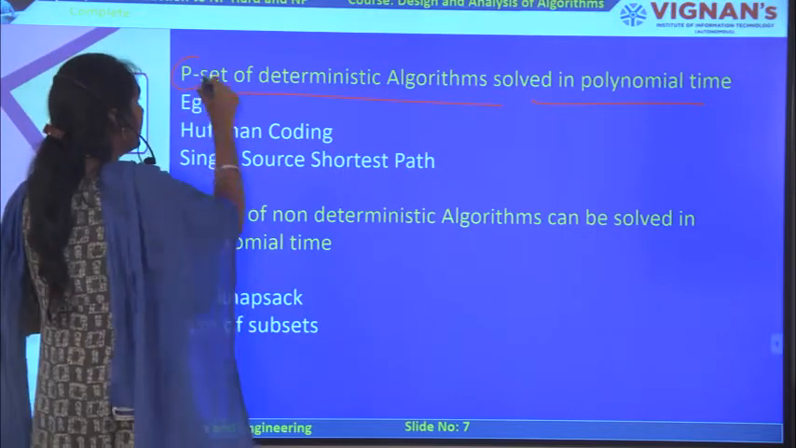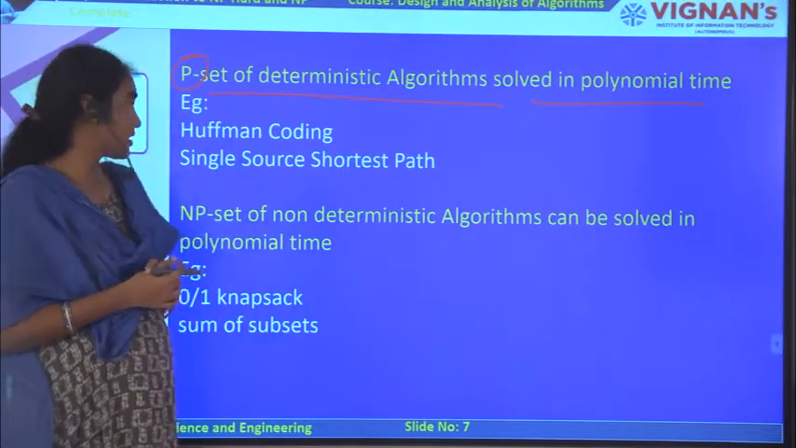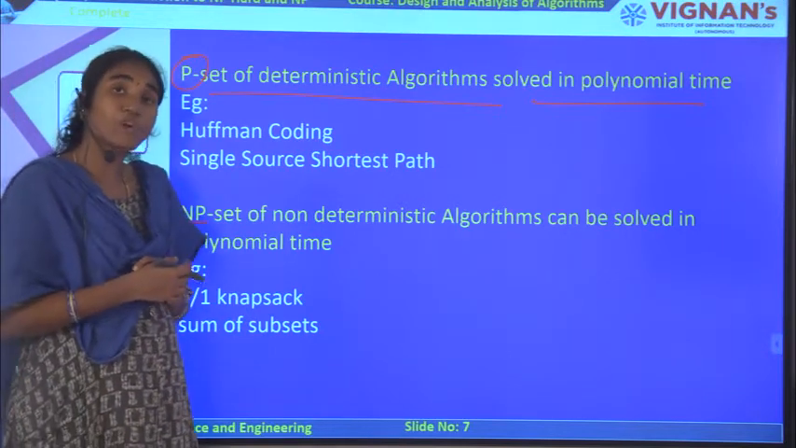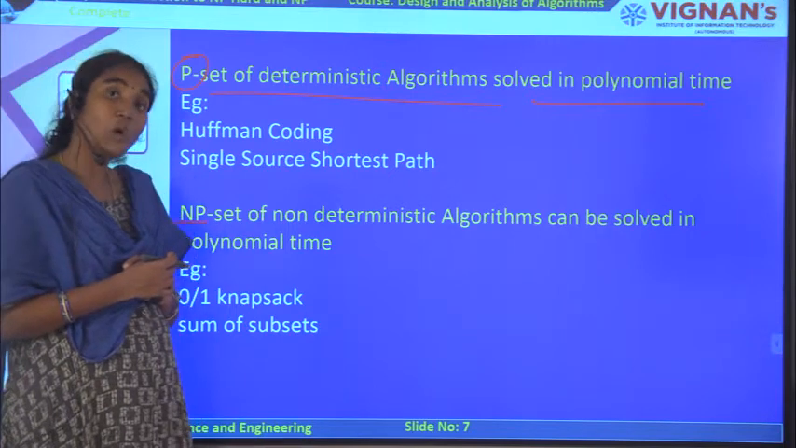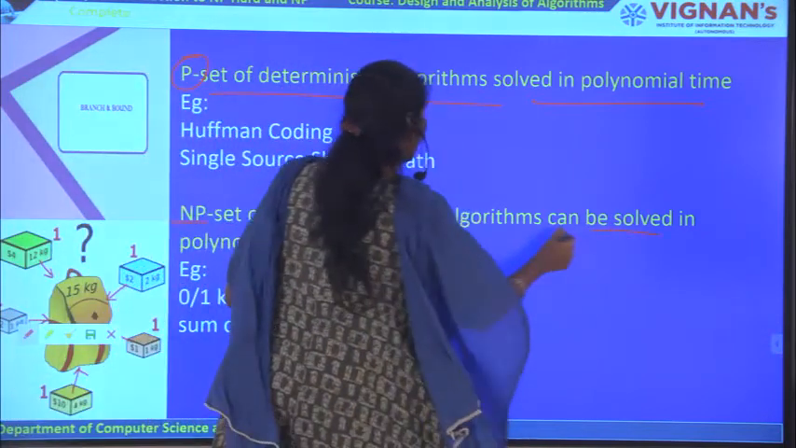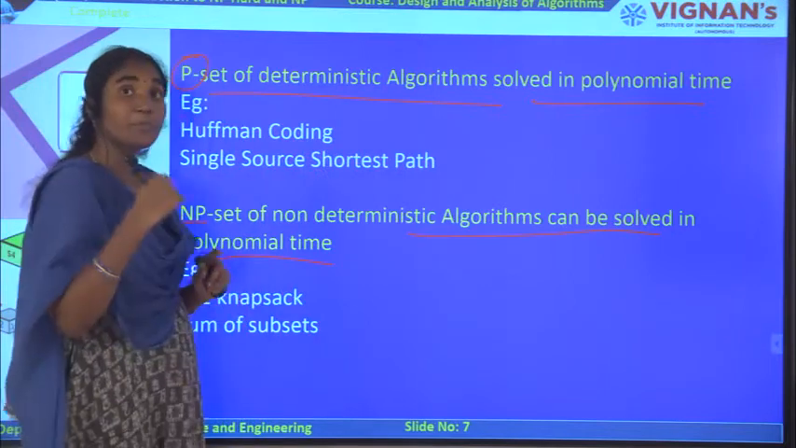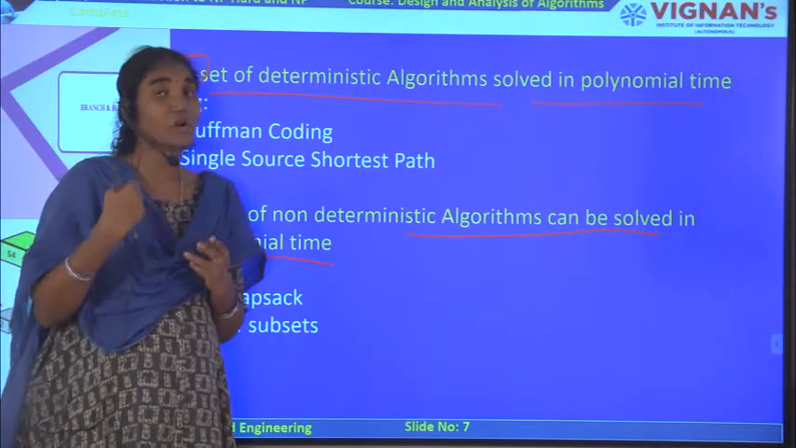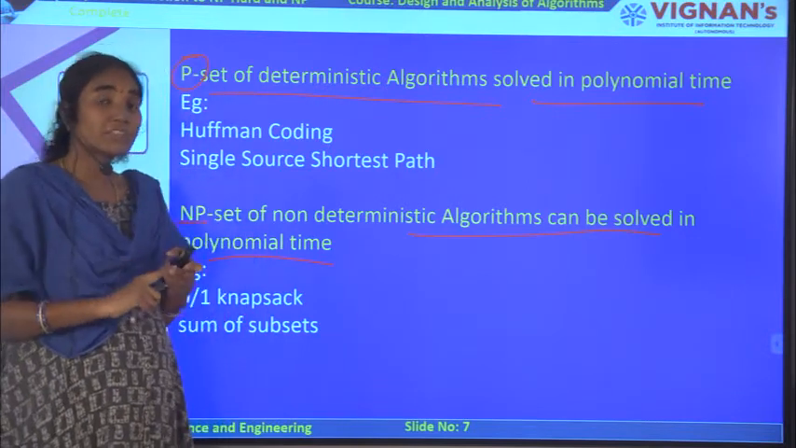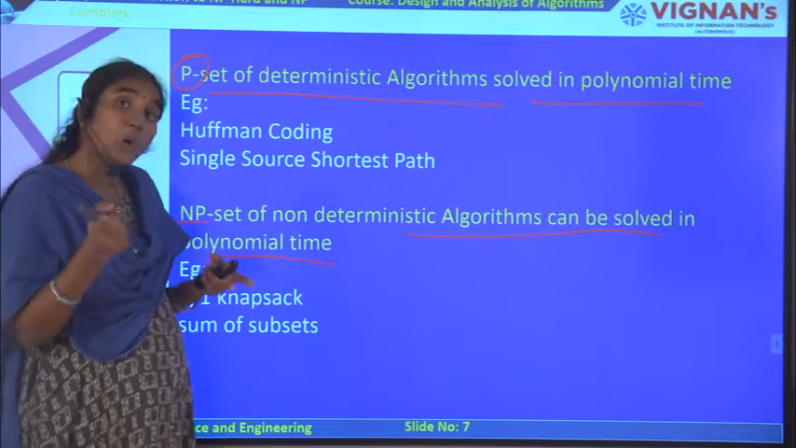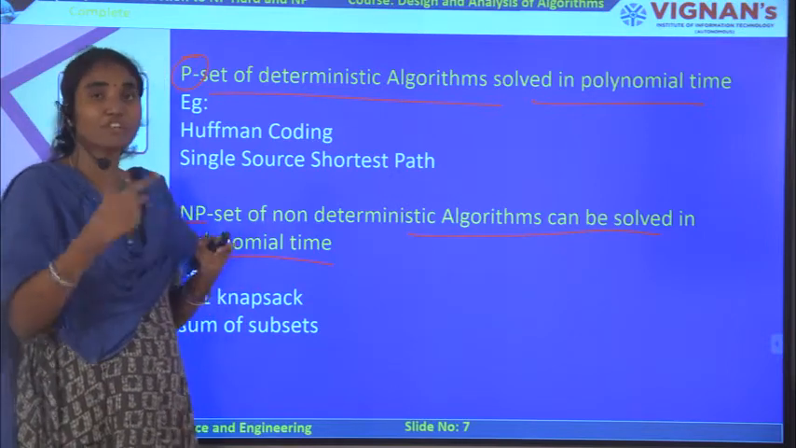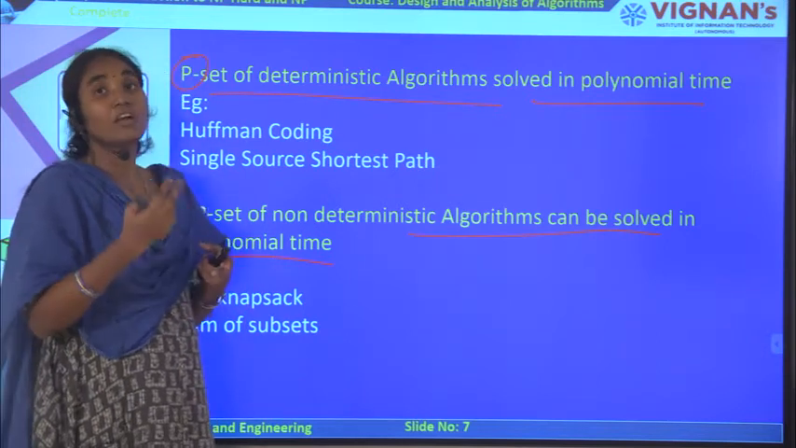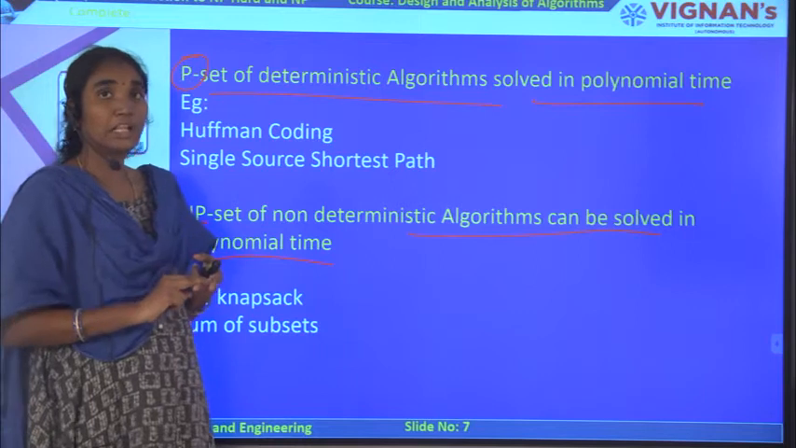P stands for set of deterministic algorithms. And coming to NP, NP stands for set of non-deterministic algorithms that can be solved in polynomial time. P stands for deterministic algorithms, set of deterministic algorithms solved in polynomial time. NP stands for set of non-deterministic algorithms which uses all these three functions: choice, success, and failure, right? And which can be solved in polynomial time.